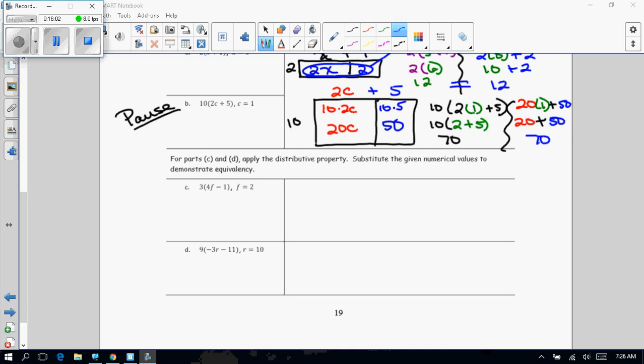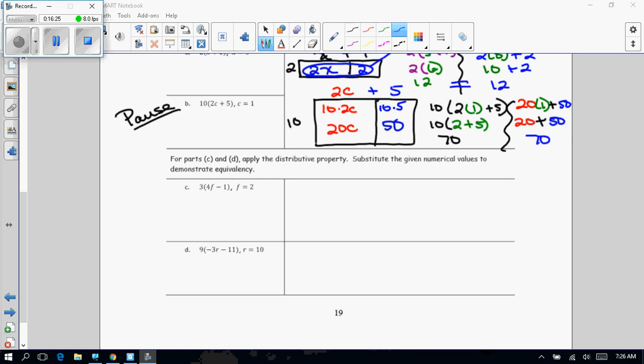Okay, well, when I worked it out, I got my first rectangle to be 20C and my second one to be 50. And then when I plugged in the number 1 into both the original equation and my new one, 20C plus 50, I got an answer of 70. If you didn't get that, go ahead, hit pause, fix it up, get it right. All right, and on the other hand, I'm going to head to letter C.